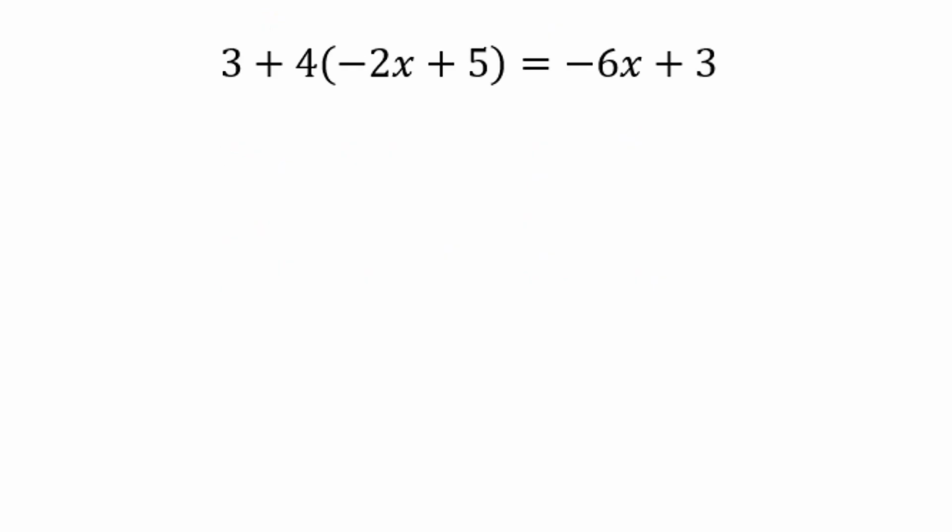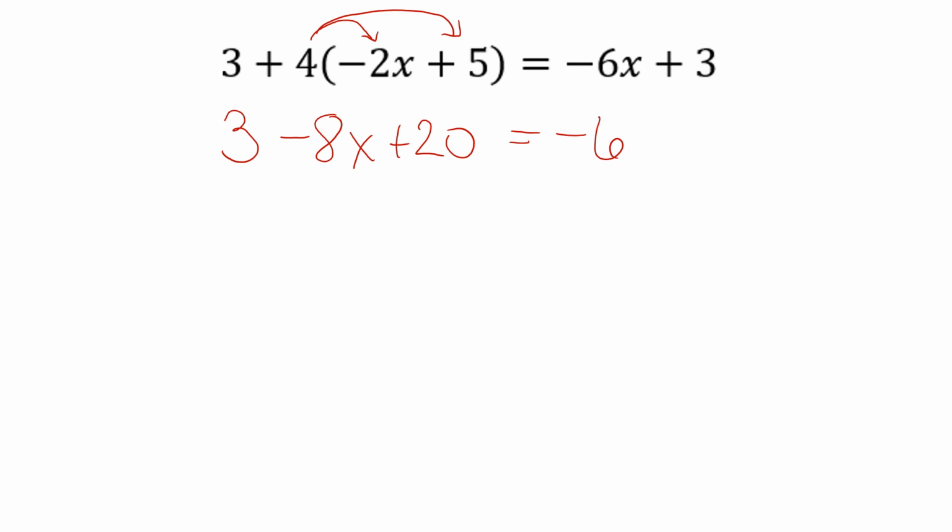On this problem, you do have parentheses, so you do want to start with your parentheses doing distributive property. So 4 times negative 2x would be negative 8x. 4 times 5 would be positive 20. On the front, do not forget to bring down your positive 3. We're going to bring down our equal sign, our negative 6x, and our 3.